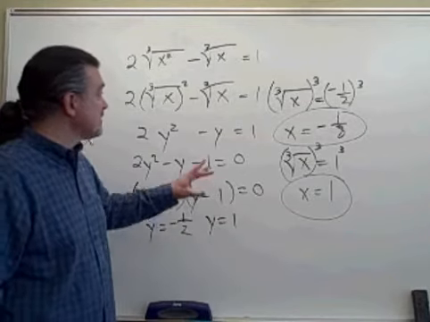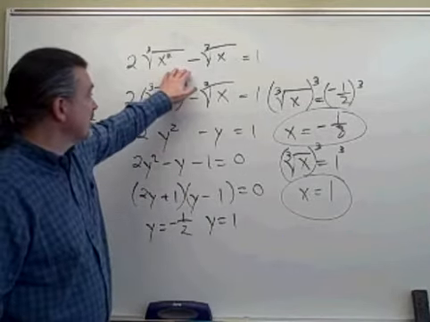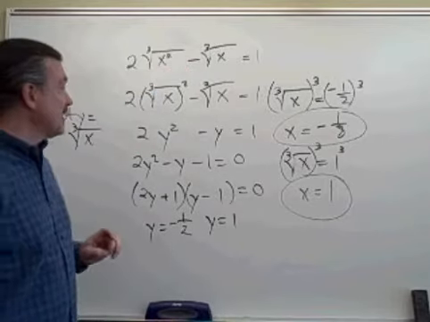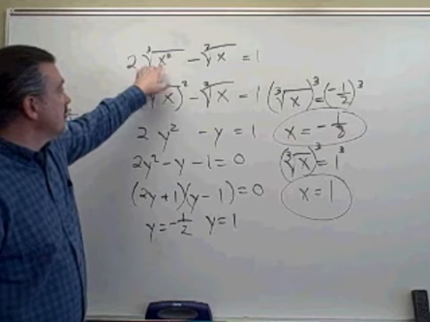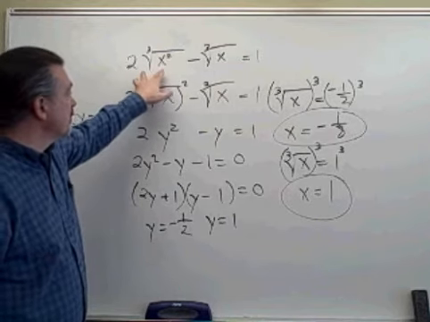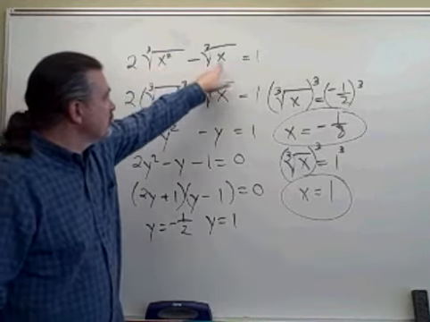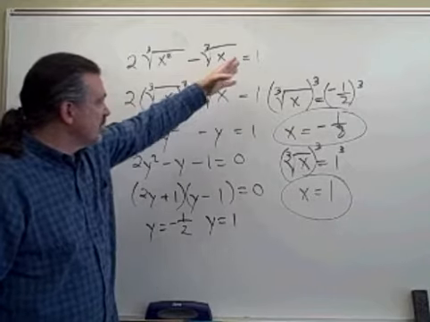So we should probably test them to see if they really work, because again, the original equation was a radical equation. So let's try 1. 1 squared is 1. The cube root of 1 is 1. 2 times 1 would be 2. The cube root of 1 is 1. 2 minus 1 indeed is 1.